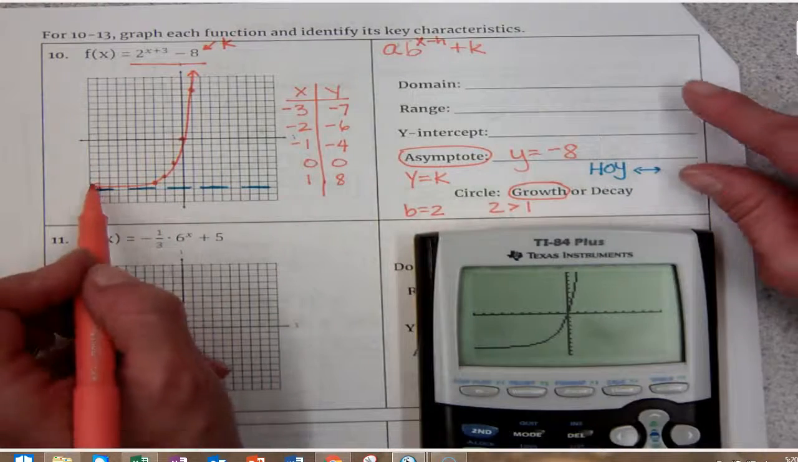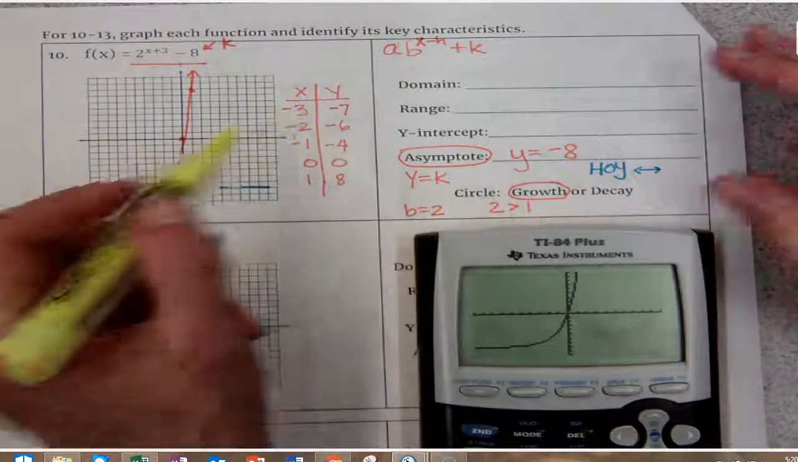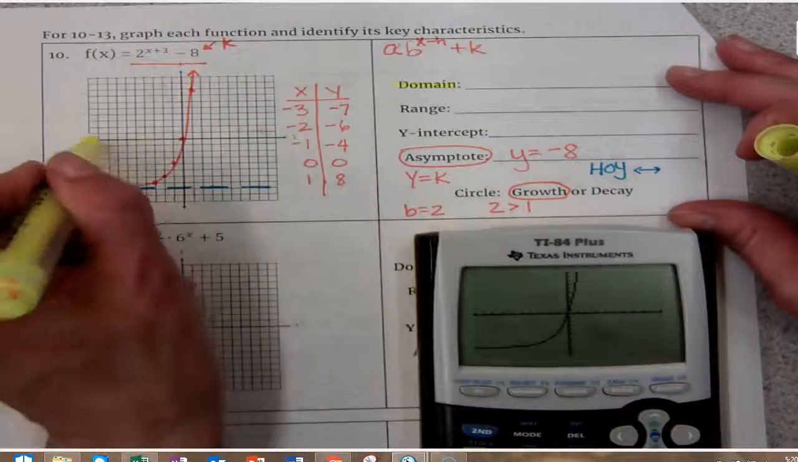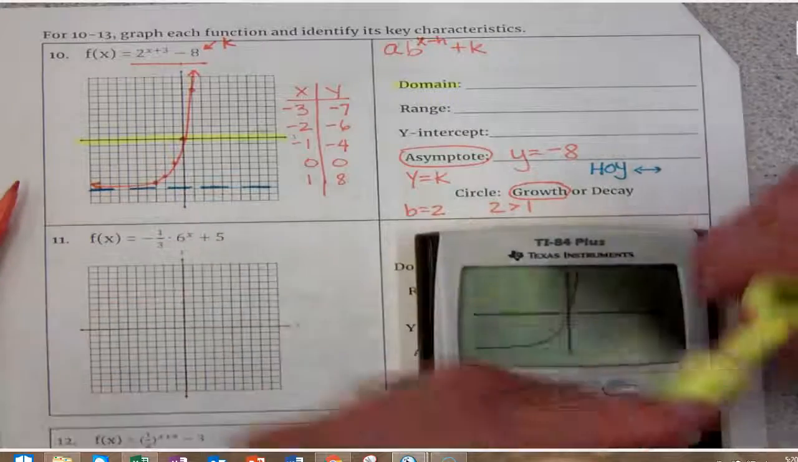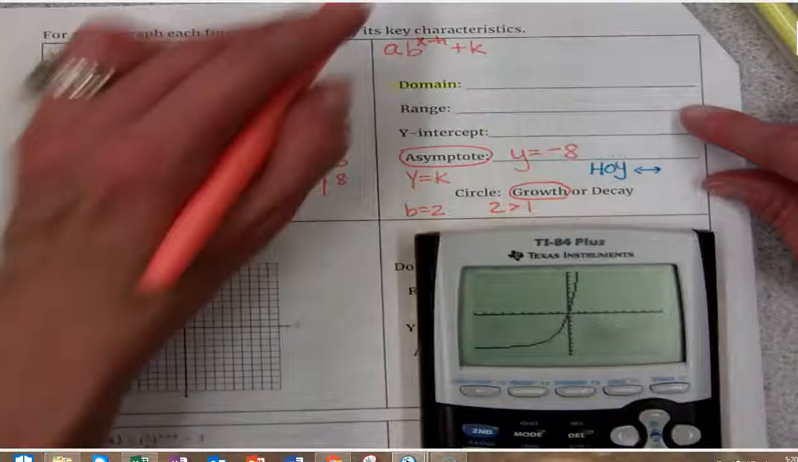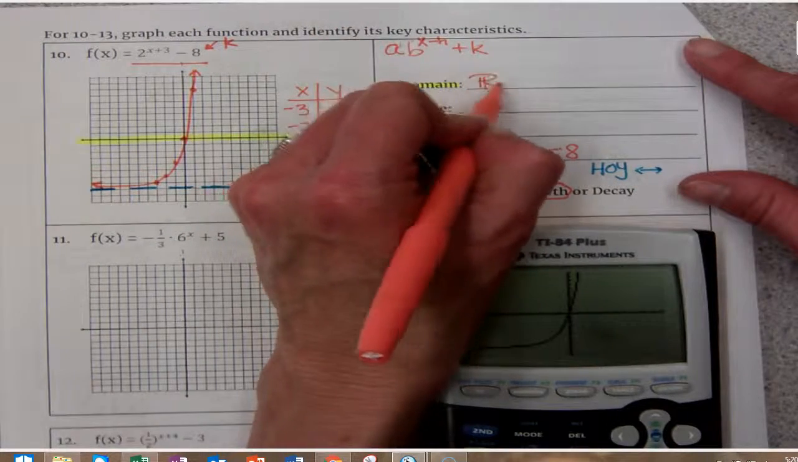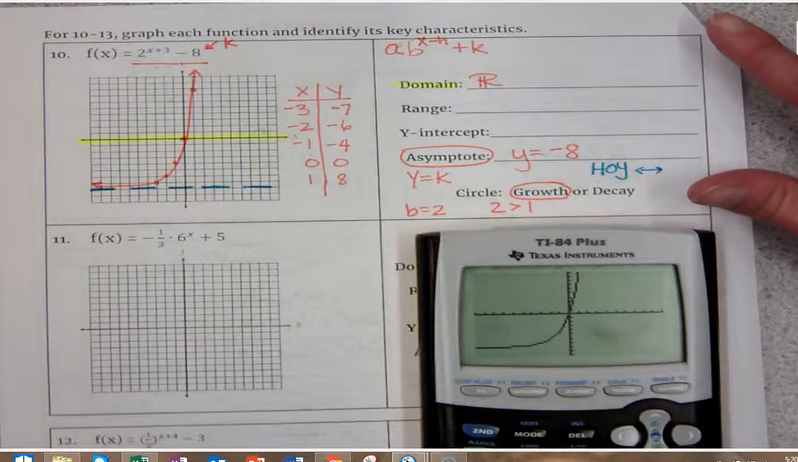Now, when I'm looking at my domain, my domain is my x values. Which x values are covered? Well, this arrow is going this way, this arrow is going that way, so it's all real numbers.